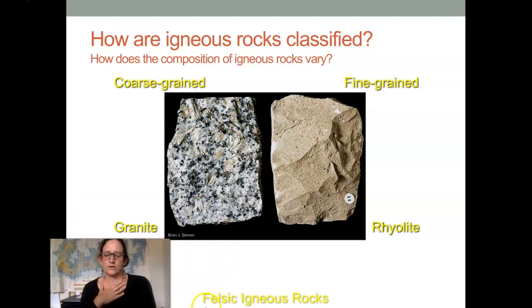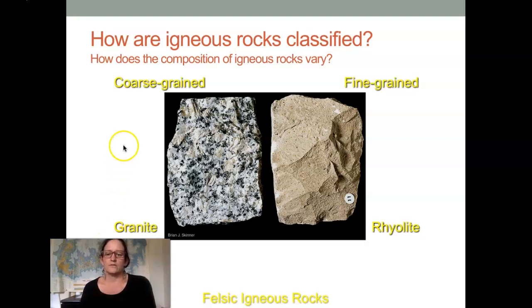So here's a new term. This is felsic. Felsic means that a rock is rich in feldspar and silica, which here mostly means quartz. So a felsic igneous rock is rich in the feldspars and other silica-rich minerals like quartz. It means that there's a low amount of iron and magnesium in them and a high amount of silica.